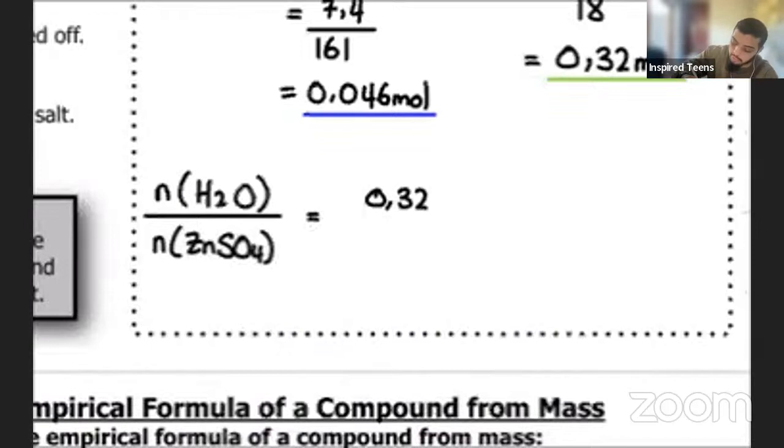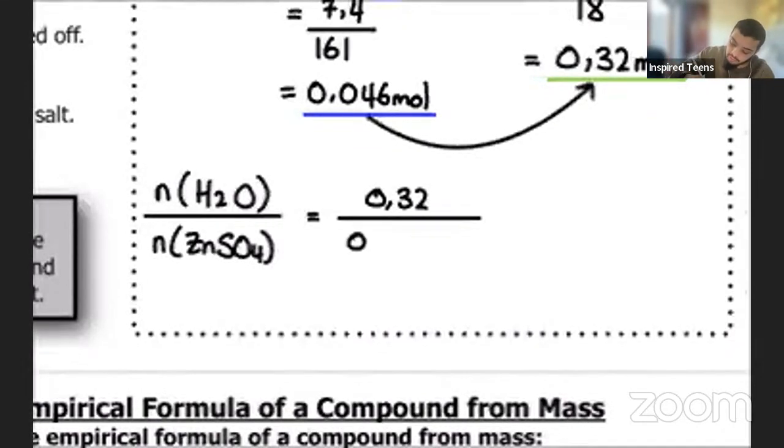0,32. So because now we're dividing, we want to see how many times can 0,046 go into 0,32. That's how we do ratio, right? So that's why we put the bigger number on top, 0,32 divided by 0,046. And this is going to give us a better answer.